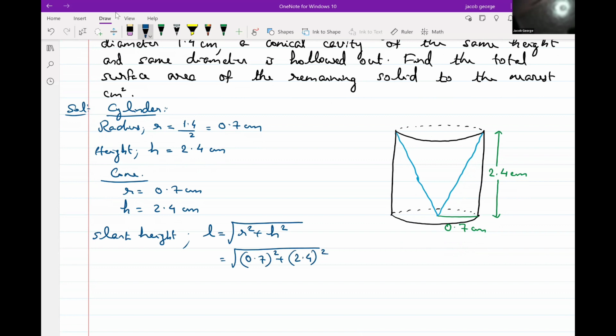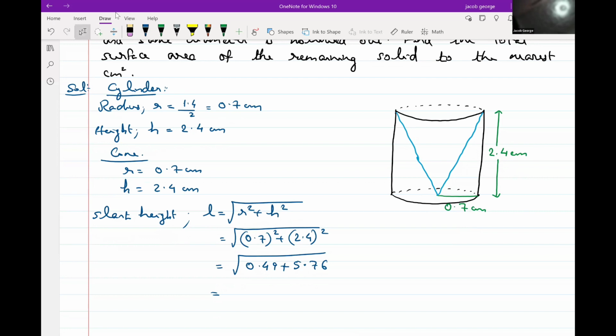Can you calculate this, children? 0.7 square we calculate like this: 7 into 7, 49, and take 2 decimal places to the left side, 0.49. Plus 24 into 24 is 576, so this is 5.76. 0.49 plus 5.76. What is the result of this addition? It is root of 6.25.